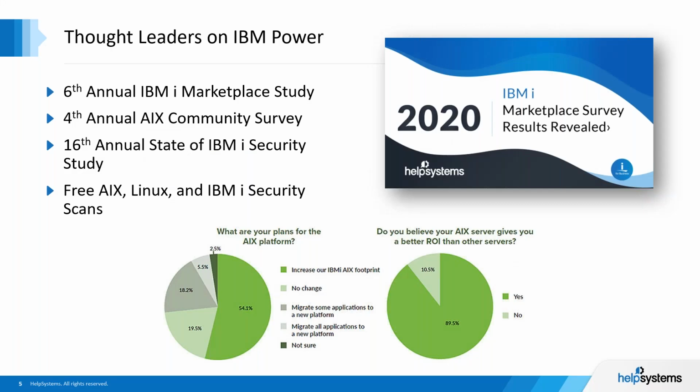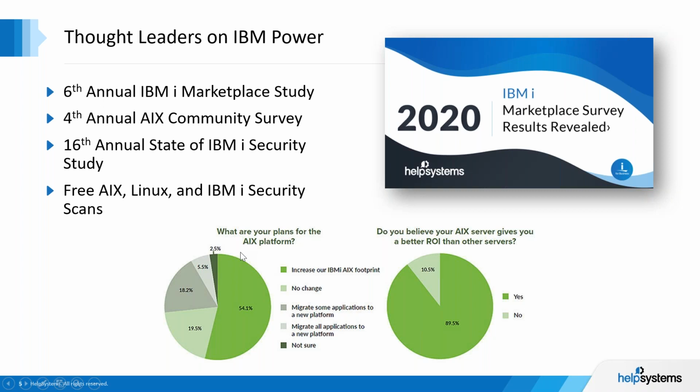Let's talk a little bit about the buzz around the marketplace itself. If you don't know, Help Systems does put out a couple of artifacts around the Power platform. One, we do the IBM i Marketplace Survey. We've done that for 6 years. Matter of fact, last week we did a webinar on it, and we also posted the PDF or the report itself on our website. That's a free ungated download you can take advantage of. We've also this fall did the 4th annual AIX community survey. We grabbed those results here in the October-November timeframe. We'll be doing a webinar and releasing those results sometime around March or early April. We're working out those dates for you. And then we continue to do the state of the IBM i security study.